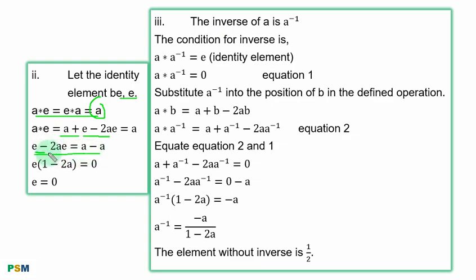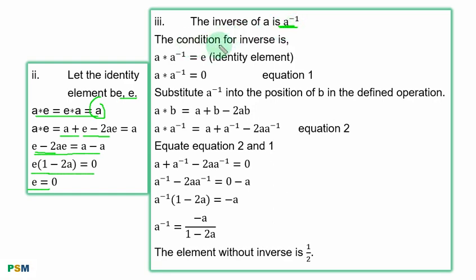From here, factor out e. You have e(1 − 2a) = 0. Divide through by the coefficient of e. e becomes 0. Roman figure 3: the inverse of a is a inverse, written in this form.